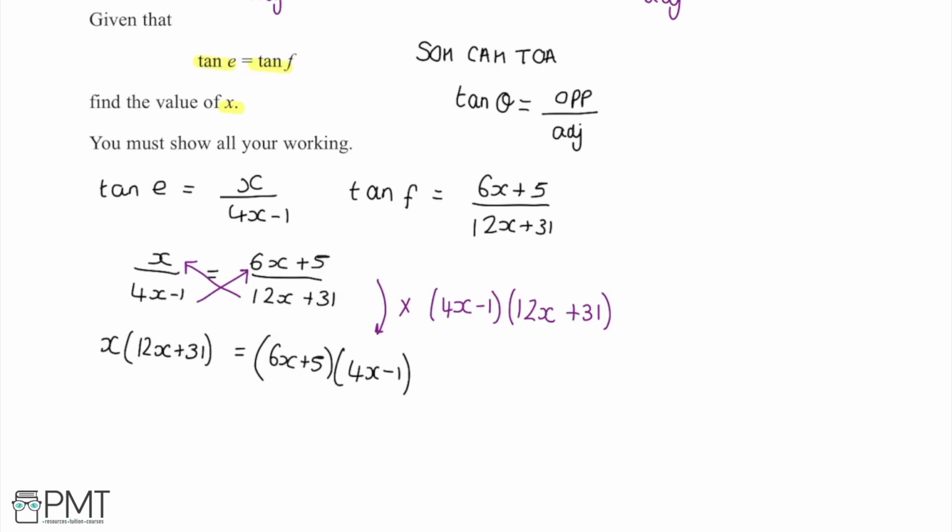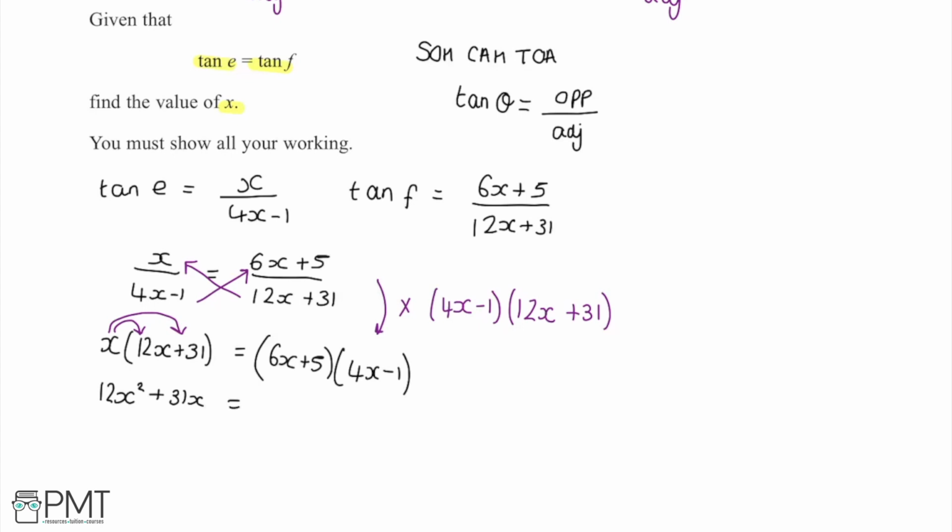So now that we have this expression, we can expand the brackets and expand the left-hand side and come up with another equation in terms of x. We're just expanding everything so that we can then look at how many x squared terms and x terms we have and see if we can solve for a value of x. So if we multiply x by 12x, we get 12x squared plus 31x, and that was just by multiplying x by 12x and x by 31.